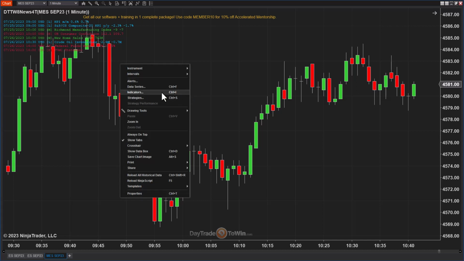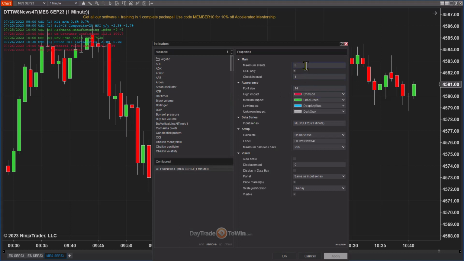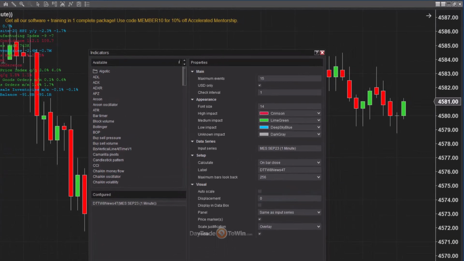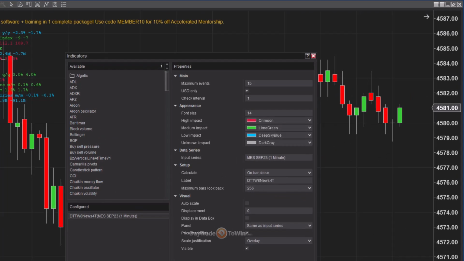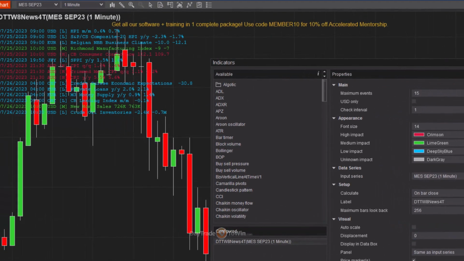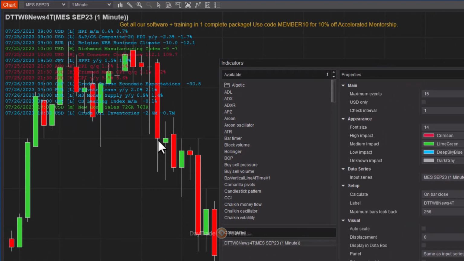Now if you want to add more news events, or if you want to see more into the future, let's say if I do 15, I can now see what's going to happen into the future all the way up to July 27th, 15 news events. If I want to see international, I uncheck that, and now I have international news events as well.